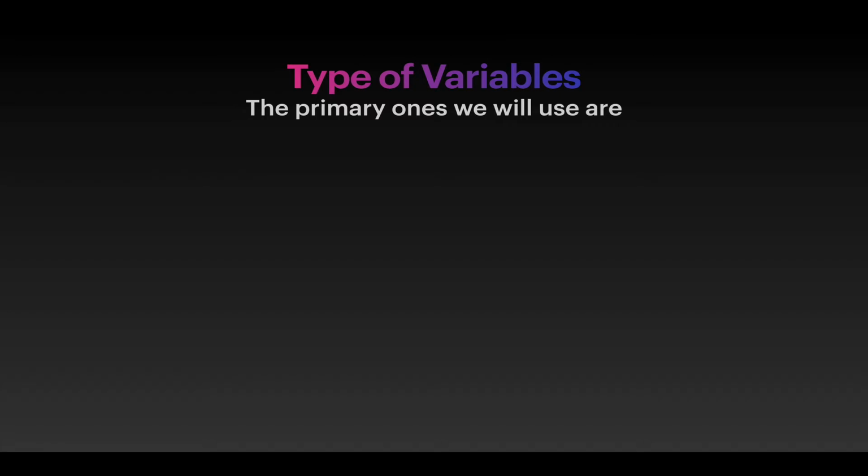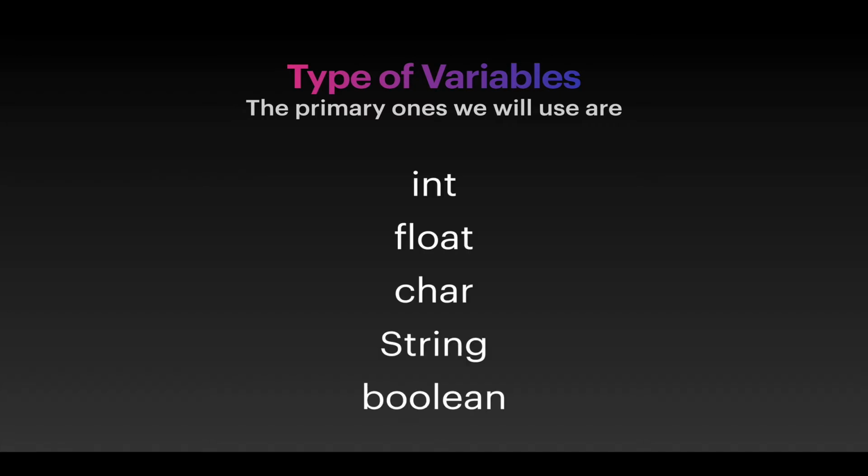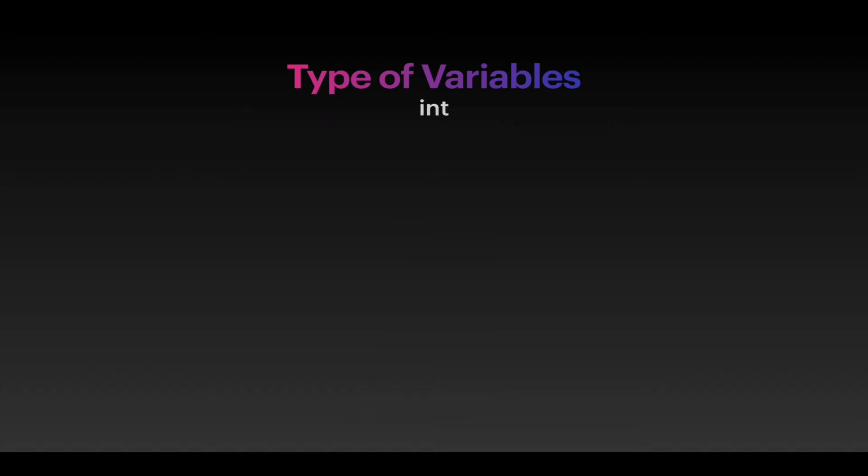There are different kinds of variables that we will use. The common ones will be int, float, char, String, and boolean. You will notice that String has a capital S. The other variable types are all lower case.